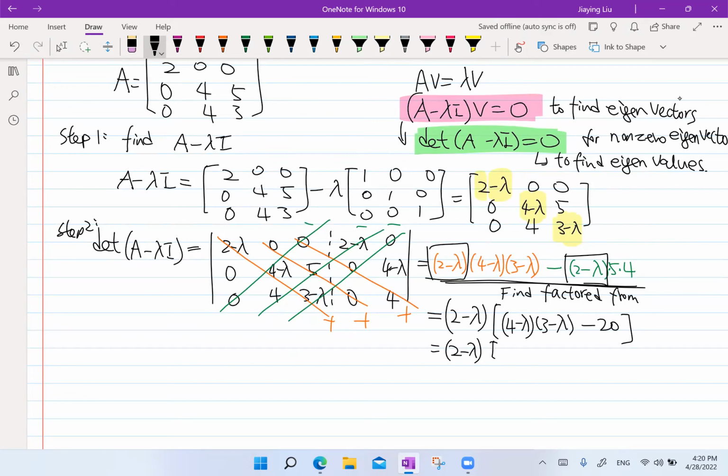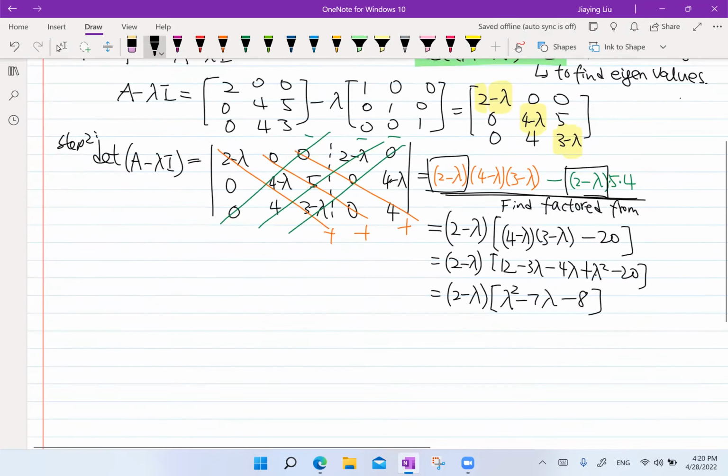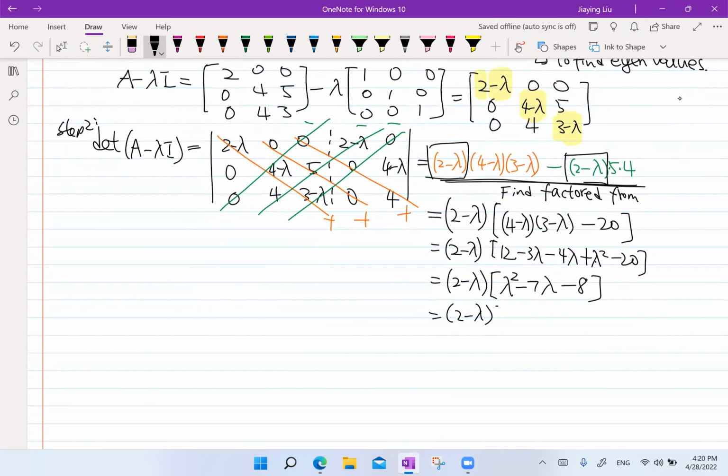So that's going to be 3 times 4, 12, minus 3 lambda, minus 4 lambda, plus lambda squared, minus 20. I'm going to do this a little bit quick here. Hopefully that's okay. So that's just going to give us lambda squared minus 7 lambda minus 8 after I simplify, and I can factor the part in the brackets. So that's going to be 2 minus lambda, times lambda minus 8, times lambda plus 1. And I don't even have to keep the bracket sign with it. I can drop it. So that's the completely factored form.